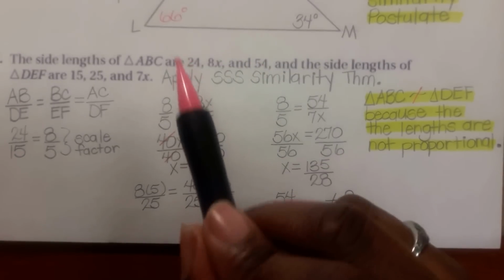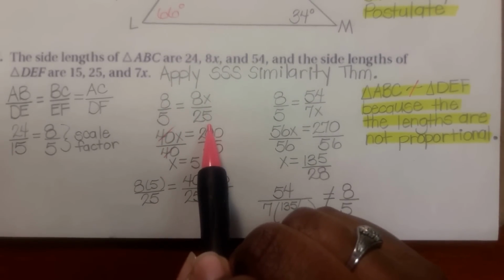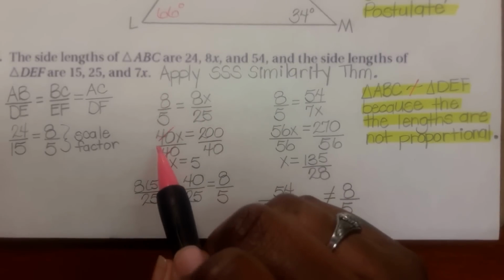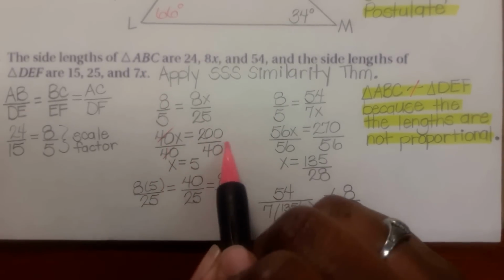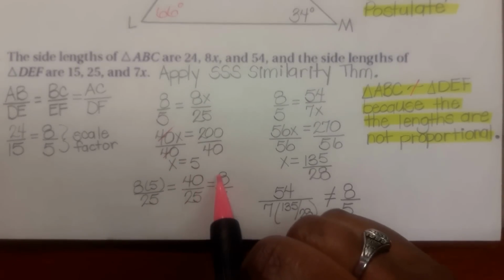I know that 8 over 5 equals 8x over 25. When I cross multiply, I have 40x equals 200. When I divide 40 on both sides, x equals 5.